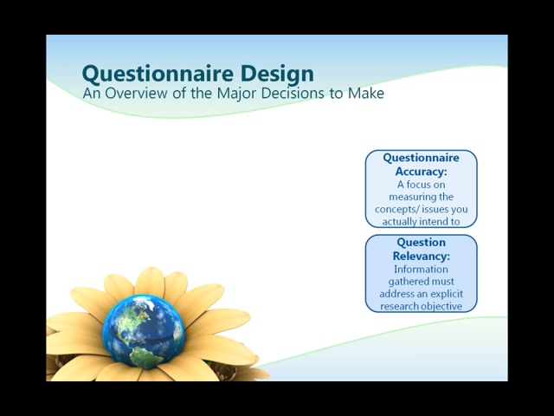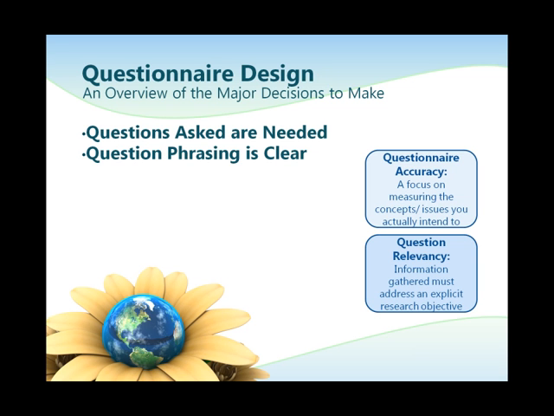So the 5 critical decisions are, first, that the questions that you ask are actually needed. Don't ask things that you're just interested in or you think might be kind of cool to know. A lot of times, a lot of researchers will do this. But if it's not accurate and it's not relevant, cut it out. Second, make sure that your question phrasing is clear. Run it by people who are in the same demographic as your target population.